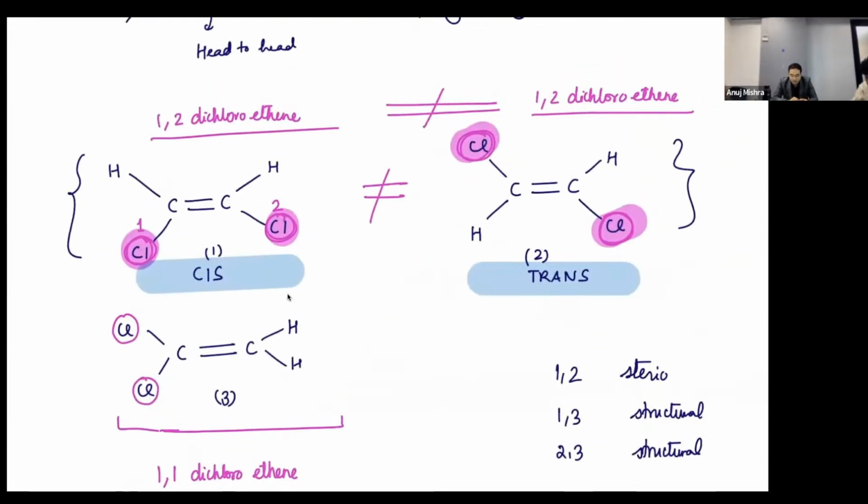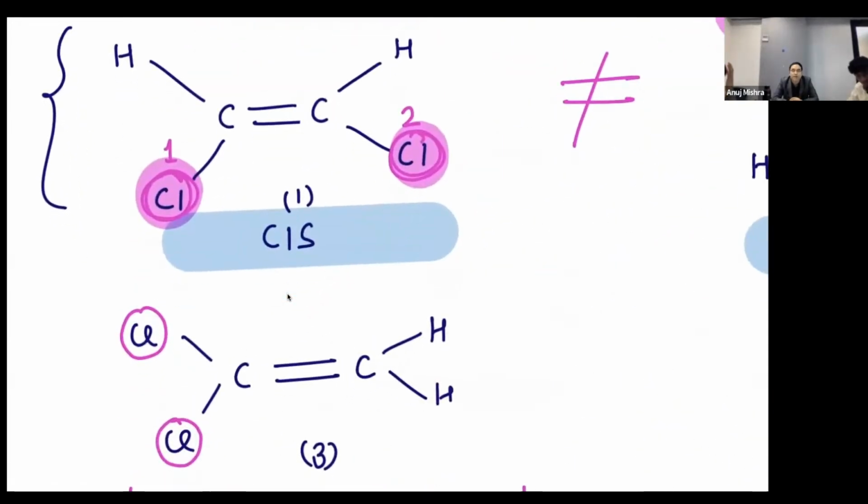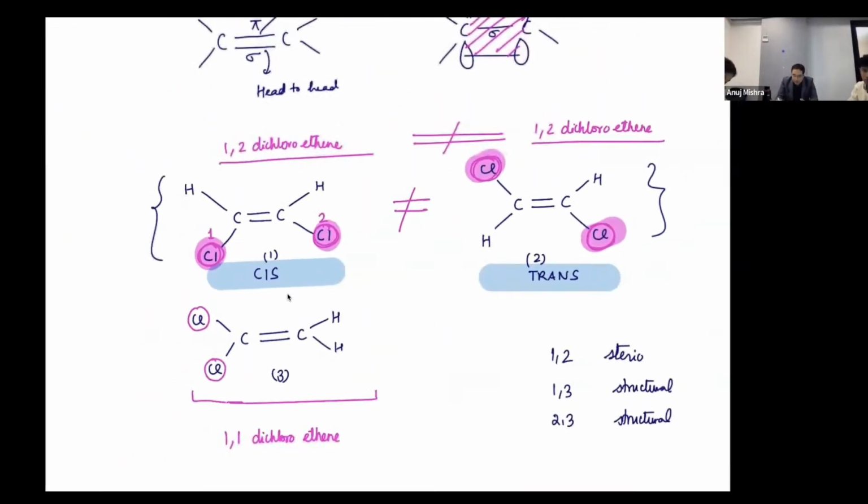Check the next example. Look at the third compound. Can it show geometrical isomer? No. This is 1,1-dichloroethene. अब इसमें geometrically क्या different हो सकता है? Both the chlorines are on one side, both the H are on the other side. So can we have any geometrically possible option with this? Answer is no.